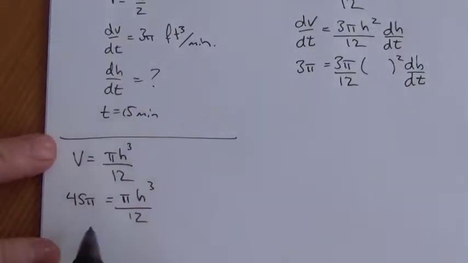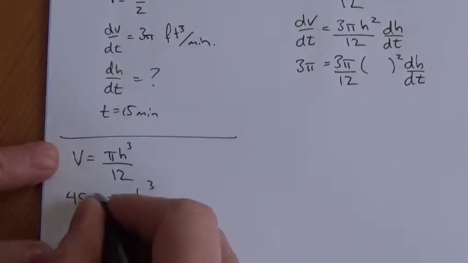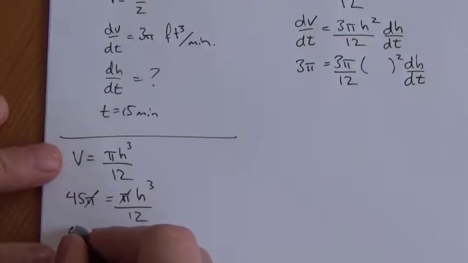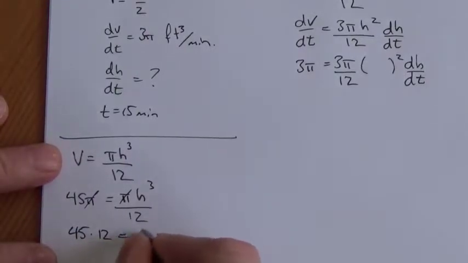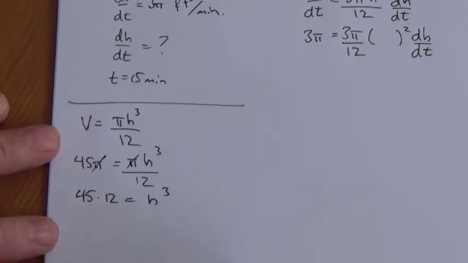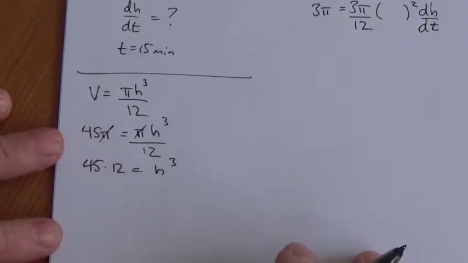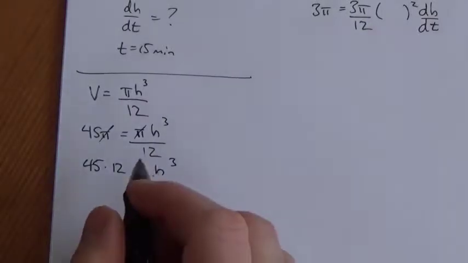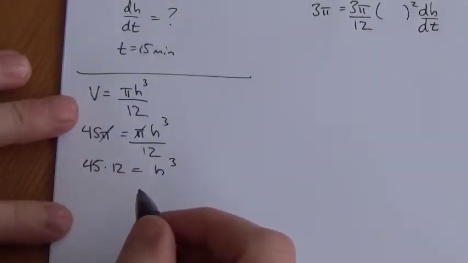All right, well, wonderful. Now I'm going to multiply 45 by 12. I'm going to cancel the pi's, I should say. Probably deal with that right away. Multiply through by 12, and I'm going to get 45 multiplied by 12 is equal to h cubed. Now, the reason I didn't multiply that out right away is because I'm going to try to simplify this as soon as I can. Okay?